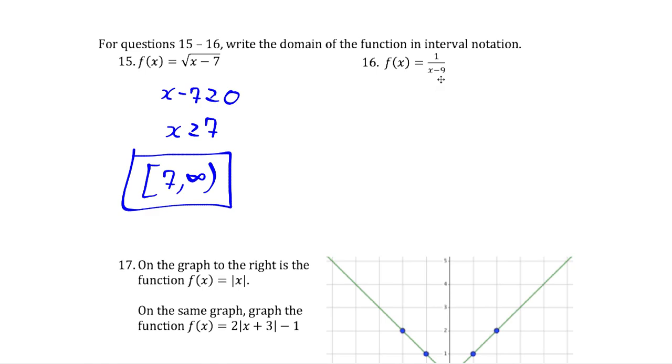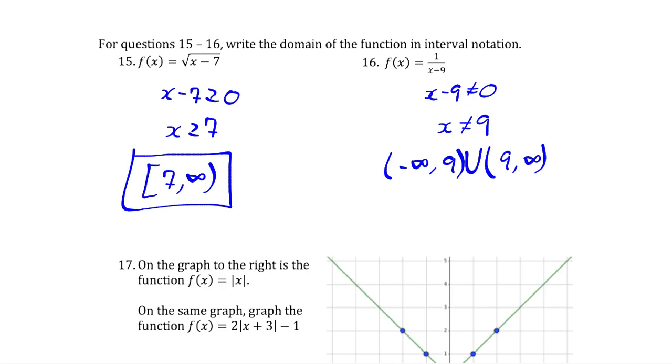This is the denominator of a fraction. A denominator cannot be equal to 0. It can be positive, it can be negative, but it can't be 0. So this x minus 9 cannot be 0. That means that x cannot be equal to positive 9. So I go from negative infinity all the way up to 9, not including 9. That's a parenthesis, not a bracket. And then again, I go from 9 to positive infinity. So there's our answer there.